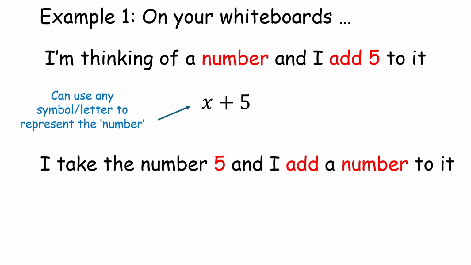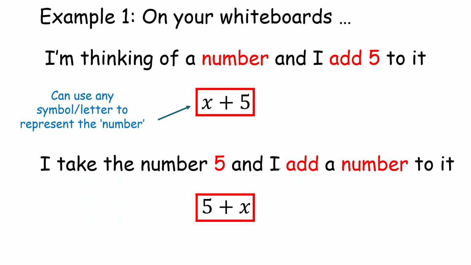How about this one? I take the number 5 and I add a number to it. You can give that one a go. Well, you would write it something like this: I take the number 5 and I plus a number to it. Again, I've used the variable x, but you could have used any letter or symbol. So there we go for the first two.